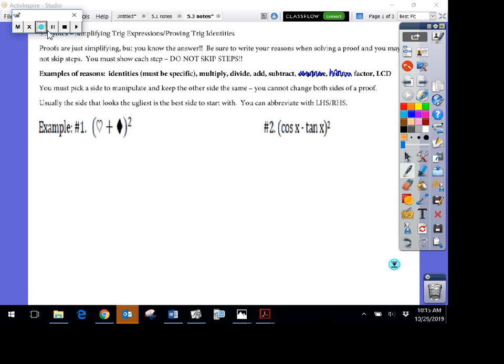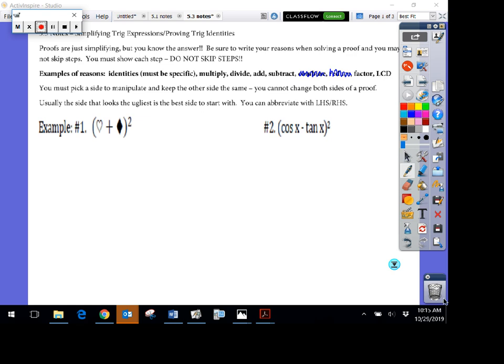With the proofs, you always have to pick one side. It's not a solving, going back and forth, figuring out till you get them to be the same thing. You either pick the left or you pick the right, and you simplify whichever one you choose to manipulate. Usually the one that has more stuff on it is the one you're going to manipulate. And then we'll talk about this LHS, RHS when we get to the proof in a second, kind of the different ways that we like you to write a proof.